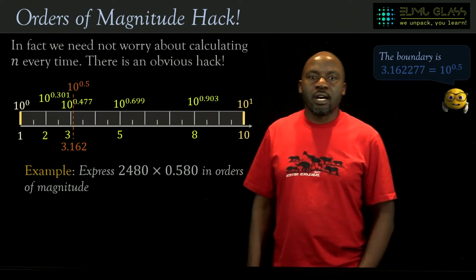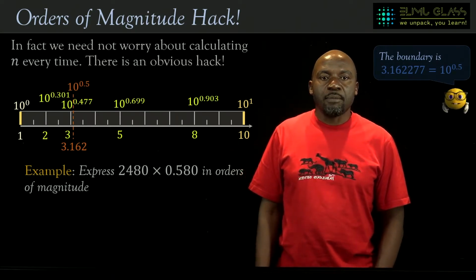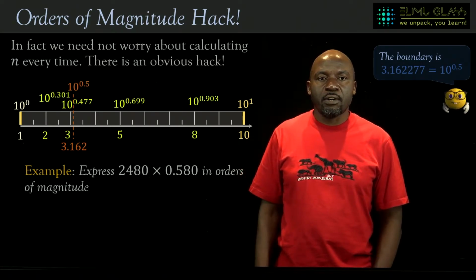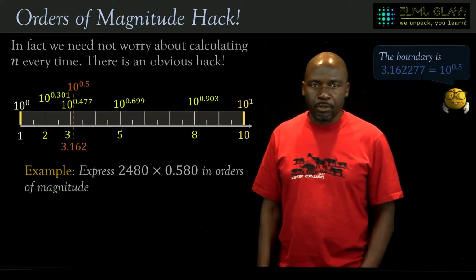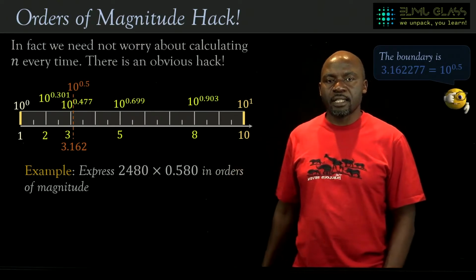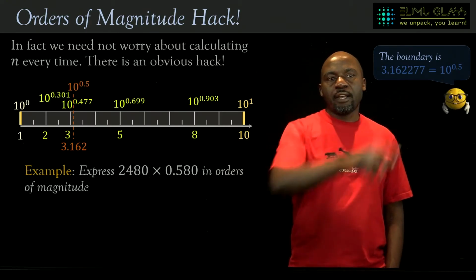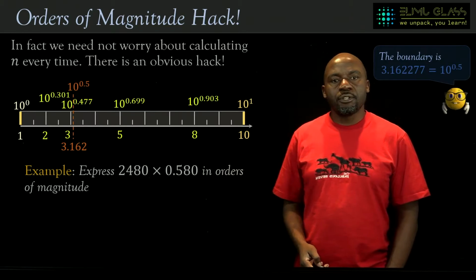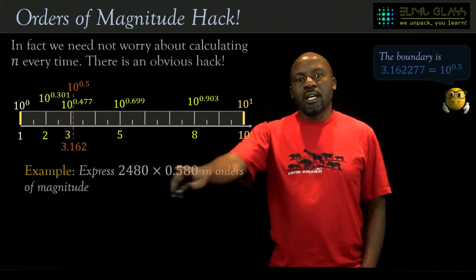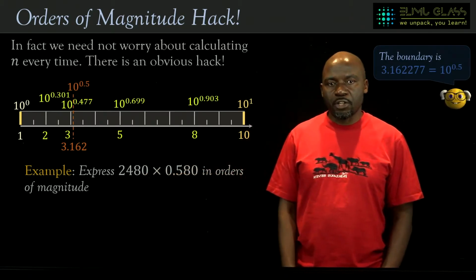All right, here is an example. Express 2,480 times 0.580 in orders of magnitude. In order to answer this, the first thing we want to do, now we will not use a calculator at all, we will rely on this number here. But the first thing we have to do is to express these numbers in scientific notation.